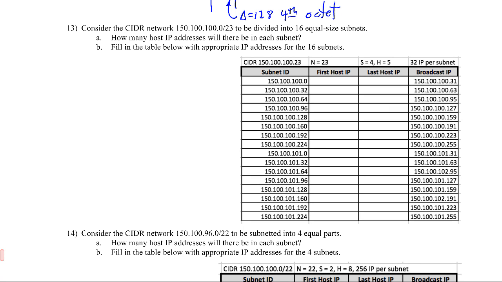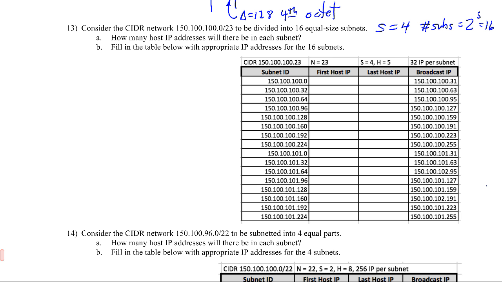Okay, here's a video that's going to solve a CIDR subnetting problem. We're going to start off with a classless network, a /23 network, and we're going to divide it into 16 equal size subnets. 16 subnets immediately tells me that S is 4, so that the number of subnets is 2 to the S, or 2 to the 4th, or 16.